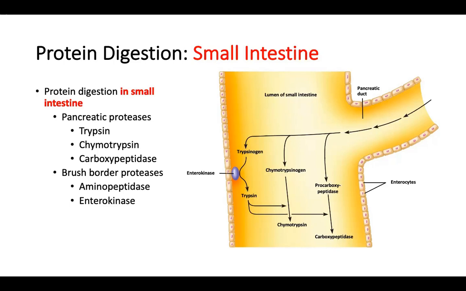Okay, so it's really important that the brush border proteases, which are enterokinase and aminopeptidase, activate trypsinogen, which is the only one that they activate. So they only activate one of these, and then trypsin will take over from there and activate the others.